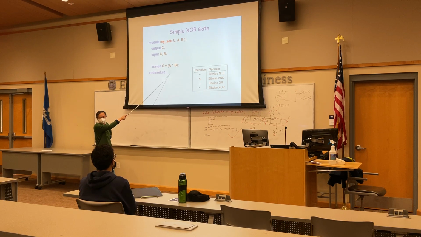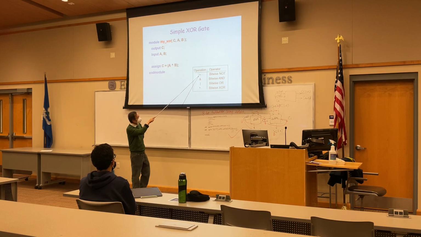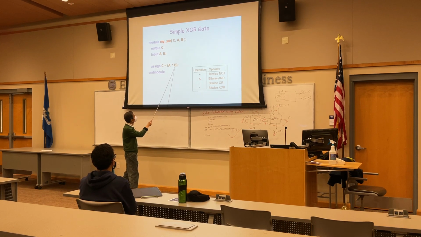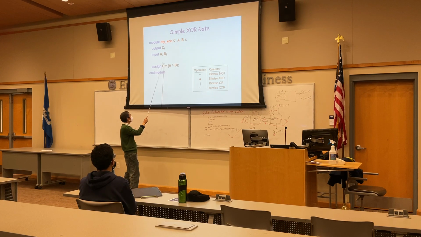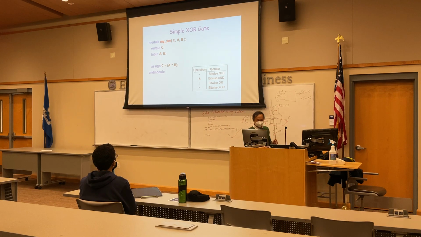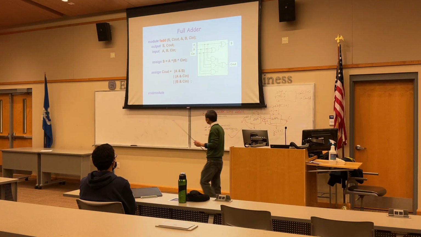Now what are we going to do? Assign C equal to what? A XOR B. We have bitwise not, bitwise and, bitwise or, bitwise XOR. You can use A XOR B, assign. Any question? That's behavior, right?